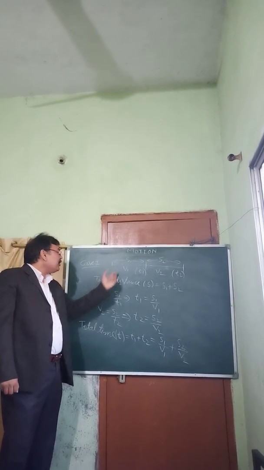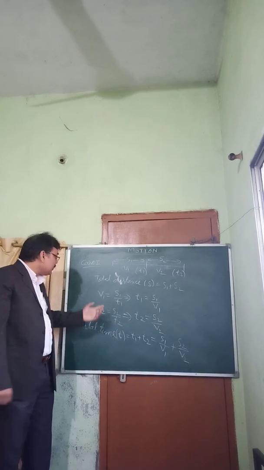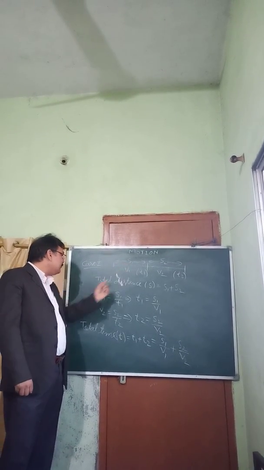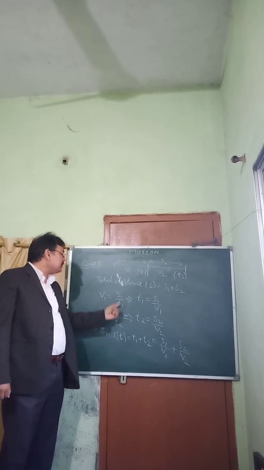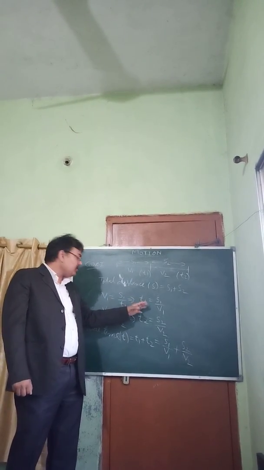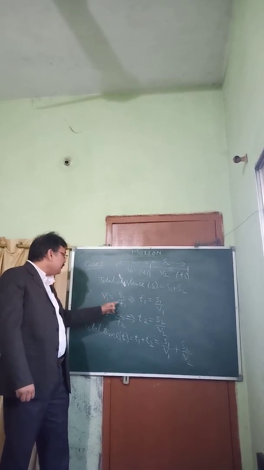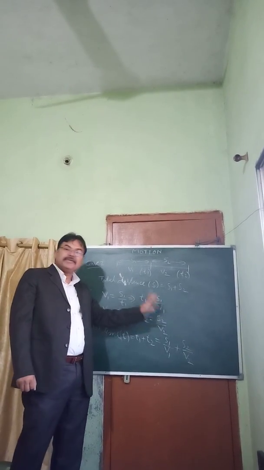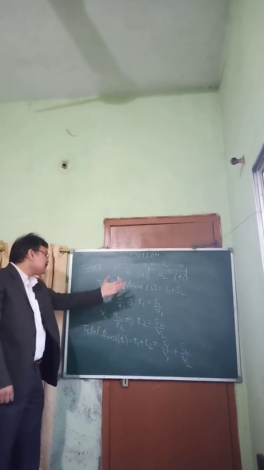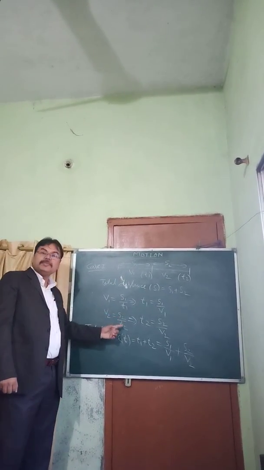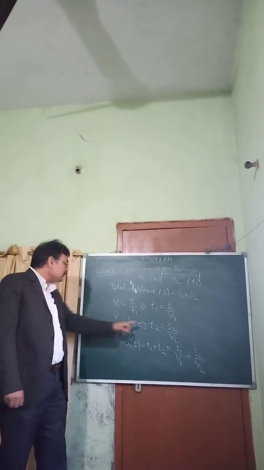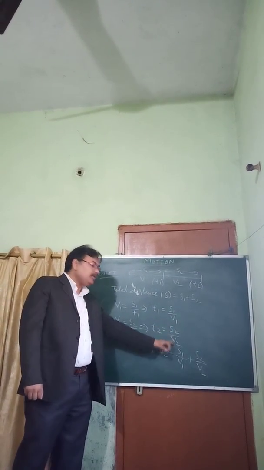Now, according to the formula of speed, speed is equal to distance upon time. For the first part, speed is V1, distance is S1, time is T1. So V1 equals S1 by T1. From here, T1 is equal to S1 by V1. Similarly, for the next part, V2 is equal to S2 by T2, distance upon time. From here, T2 is equal to S2 by V2.